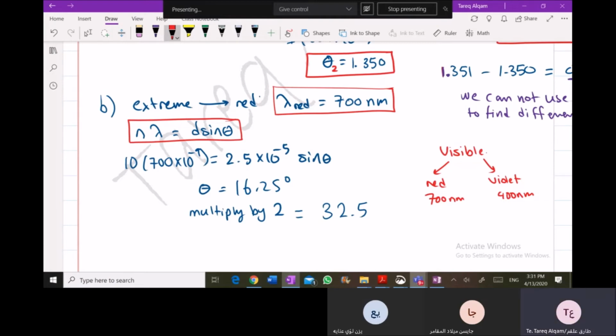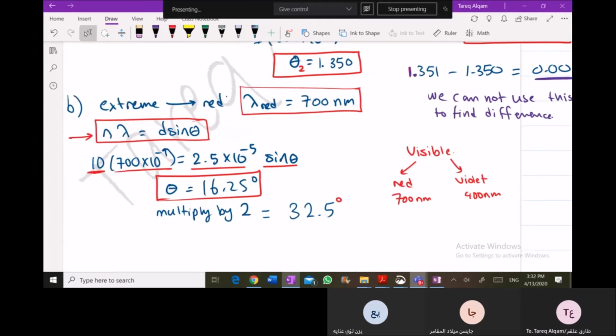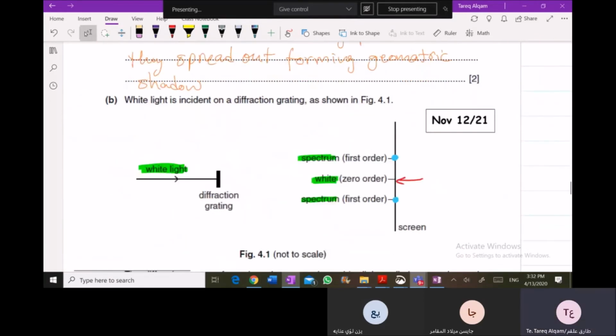Now we have to find theta, as I said. So n lambda equals d sine theta. n is the 10th order. For red, it's 700 times 10 to the power minus 9. d, we found before. Sine theta, we got theta 16.25. I have to multiply it by 2. Any question? Okay, guys.